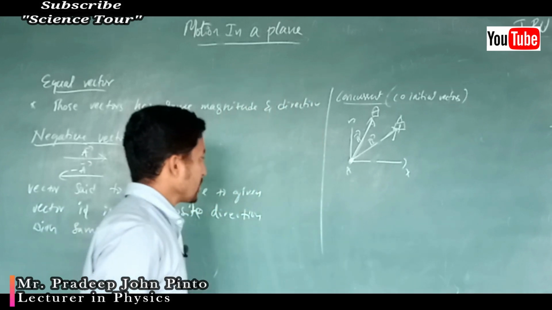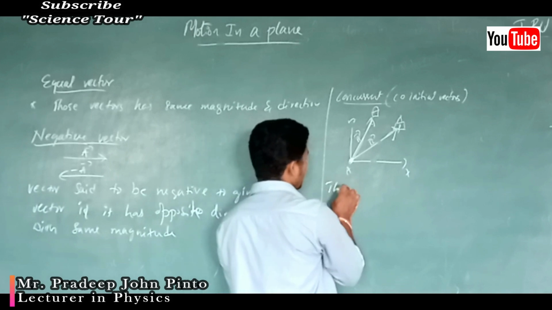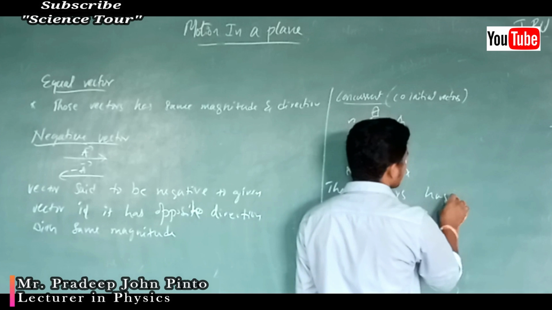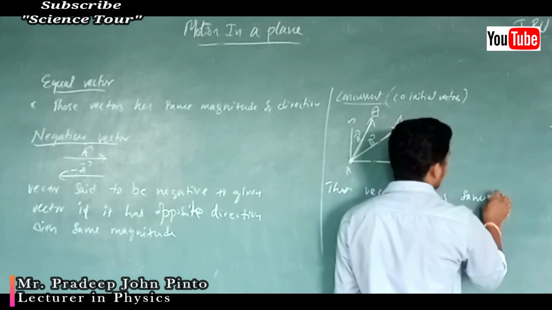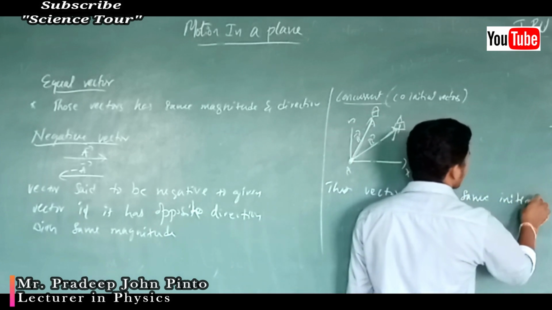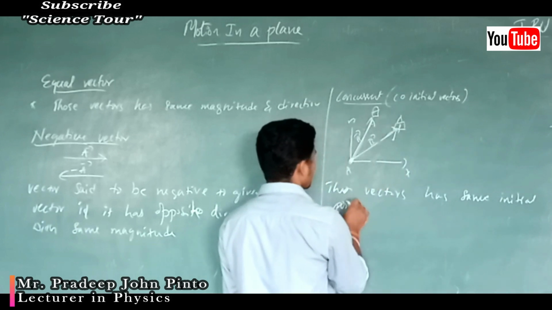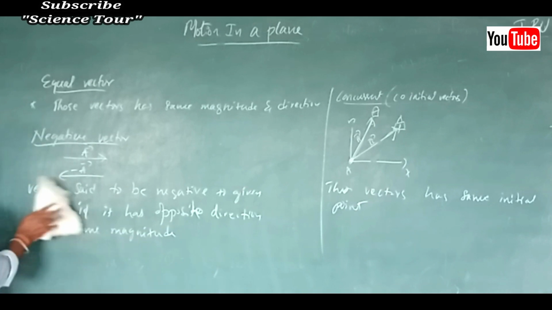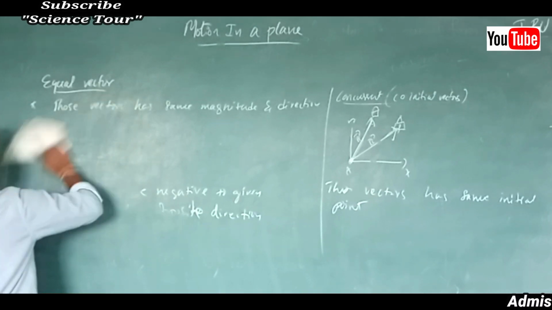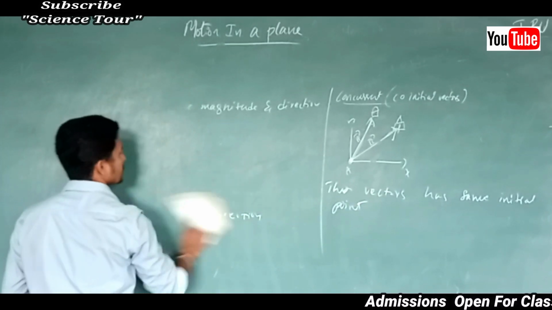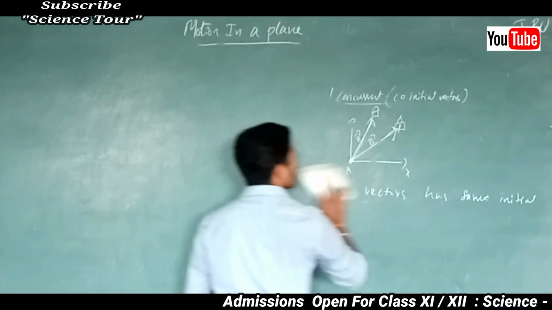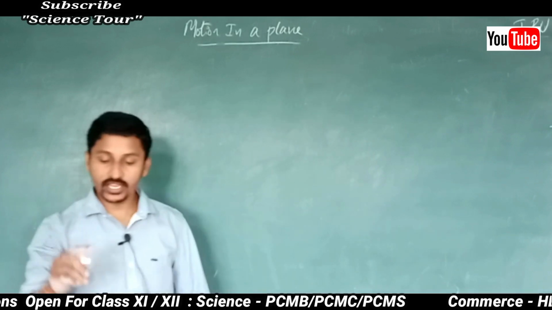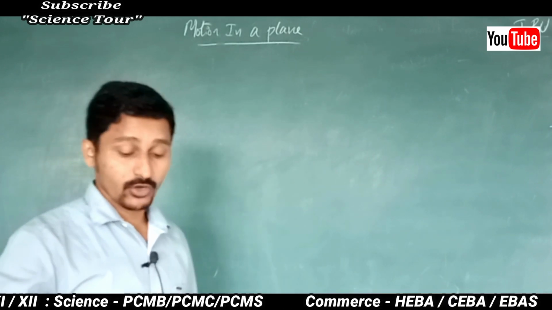Co-initial vectors: two vectors that have the same initial point. Two vectors having the same initial point are called co-initial vectors. Now coplanar vectors. Co-initial means the initial point is the same.